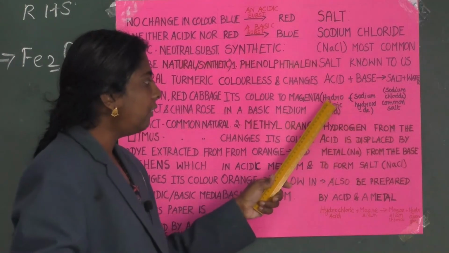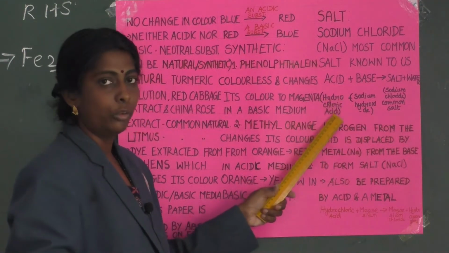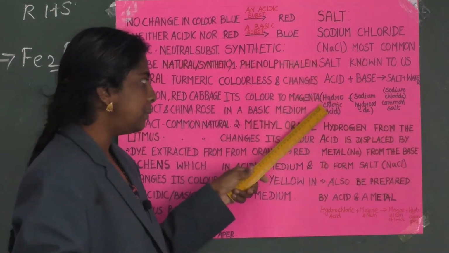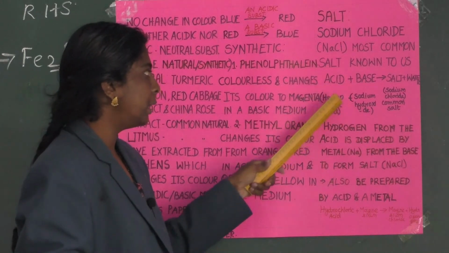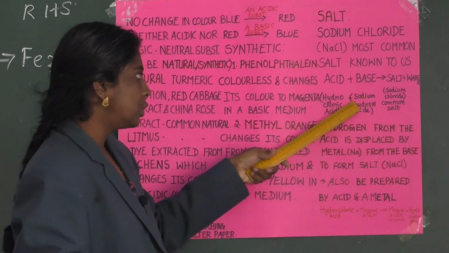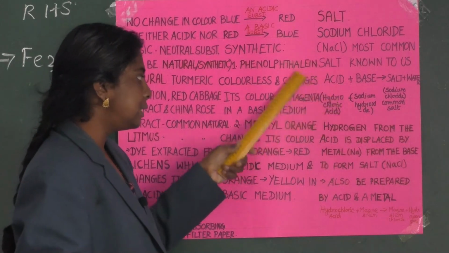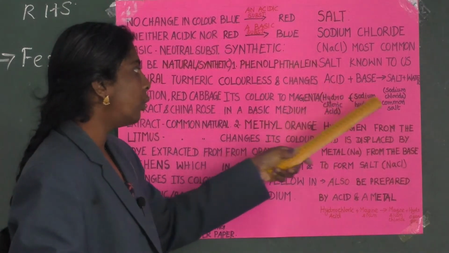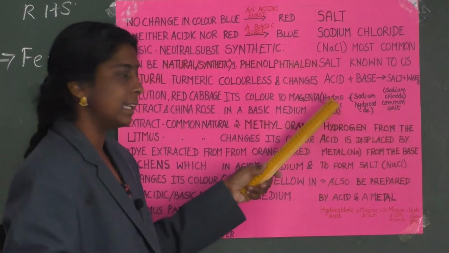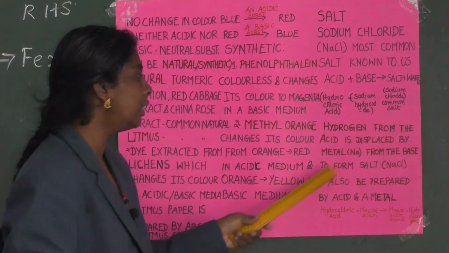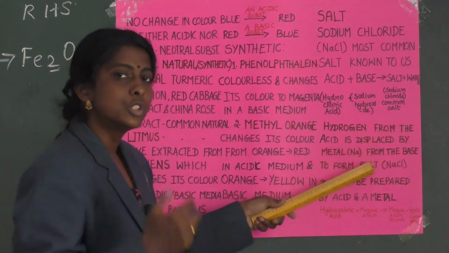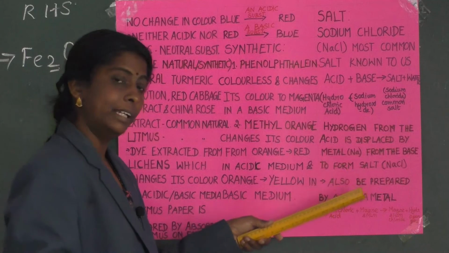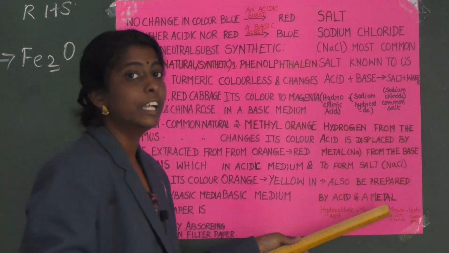Here the hydrogen from the acid, hydrochloric acid, right? The hydrogen part alone from the acid is displaced by a metal, that is sodium. Hydrogen is displaced by the metal sodium, so sodium comes here to form sodium chloride, which is what we get as salt. Clear, children? It can also be prepared by acid and a metal.